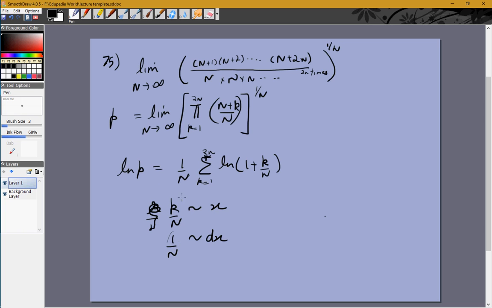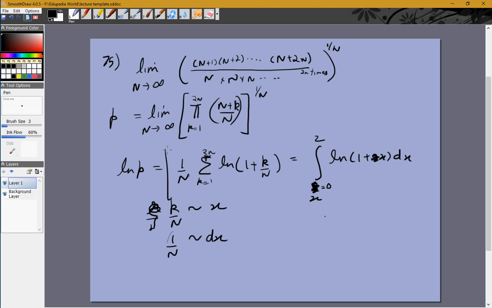k by n is not necessarily a small number, because k could be 2n, then x would be 2. And then this sum will be replaced by an integral, because it's the sum of a function and a small change in x. So this can be written as integral of, now instead of k we'll write r, and that will go from 1 by n to 2n by n. 1 by n will be 0, 2n by n will be 2. ln of 1 plus x, 1 plus x dx. This is x, by the way, sorry.